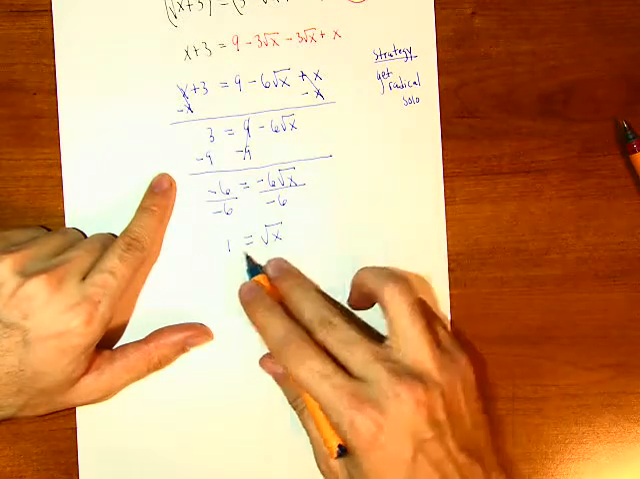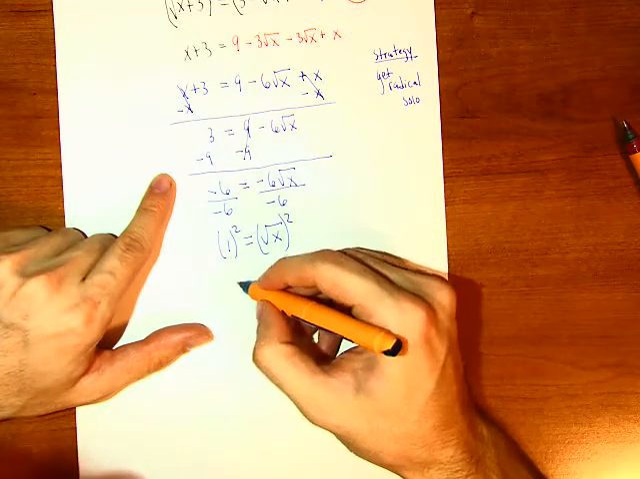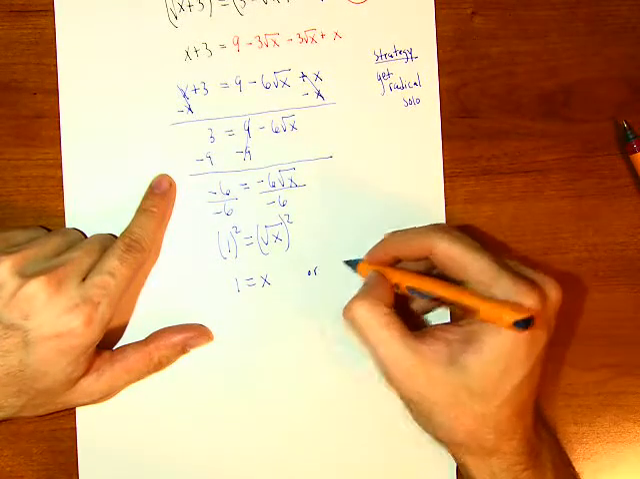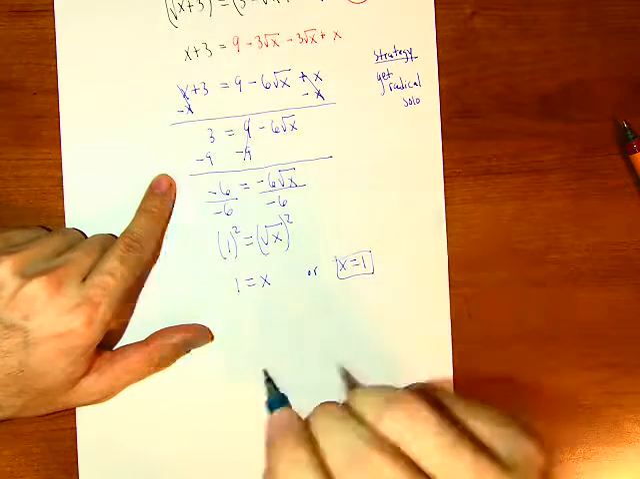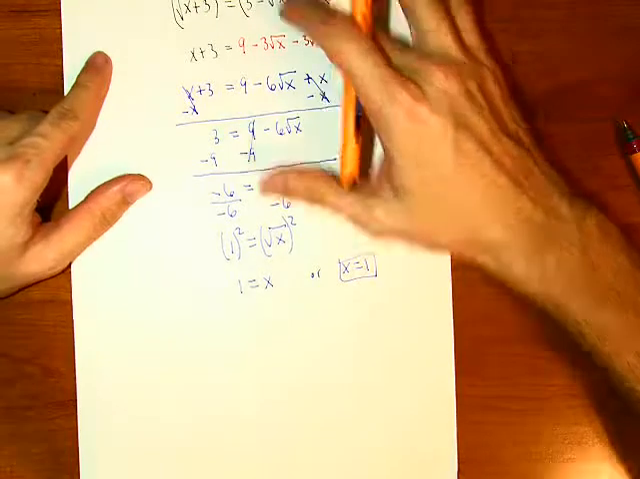But how can you get this by itself? You just square both sides. And 1 is equal to x, or x is equal to 1. And that's it. All right. That's it for this part of the problem.